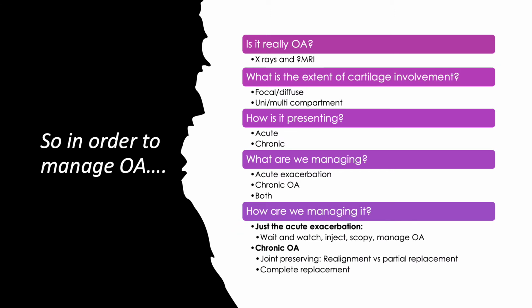And finally, how are we managing it? If it's just the acute exacerbation, are we using a wait and watch policy, injection, arthroscopy, or actually going to just manage the osteoarthritis? Or are we looking to manage the chronic osteoarthritis through a joint preserving procedure, such as a realignment or partial replacement procedure, or through a complete replacement procedure?